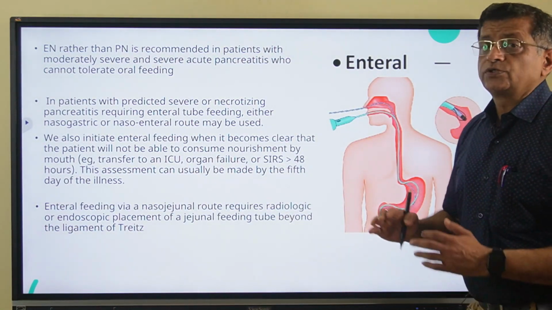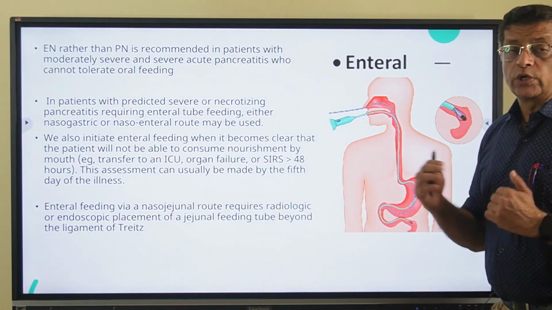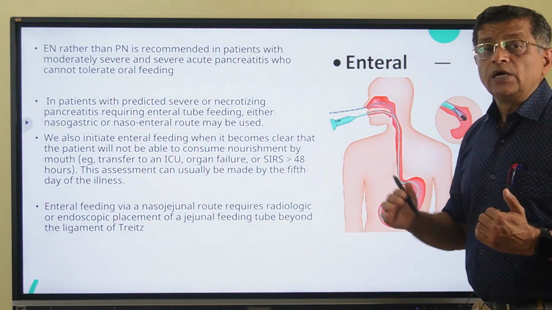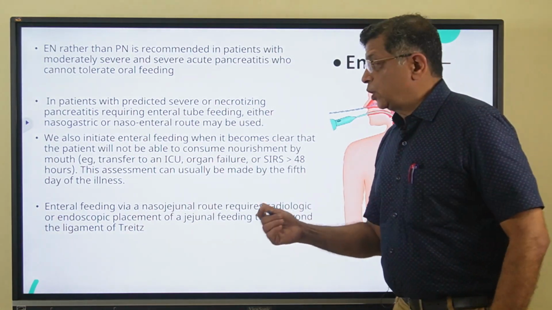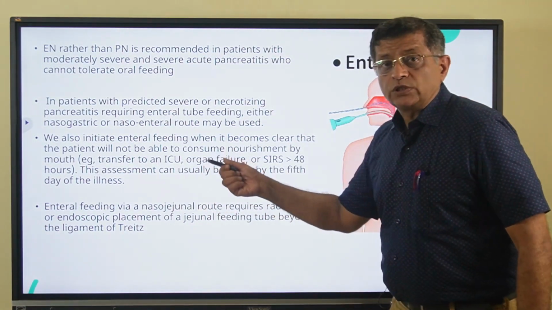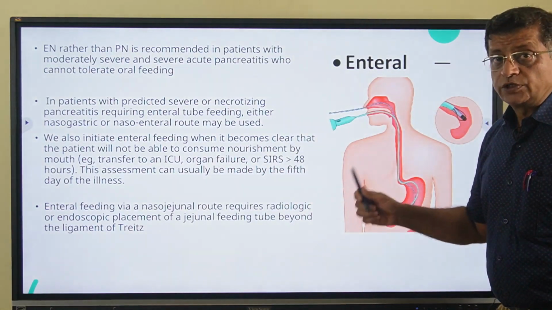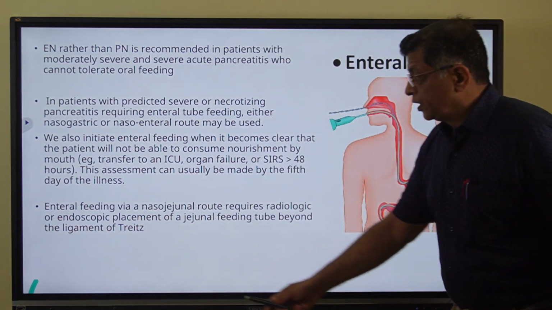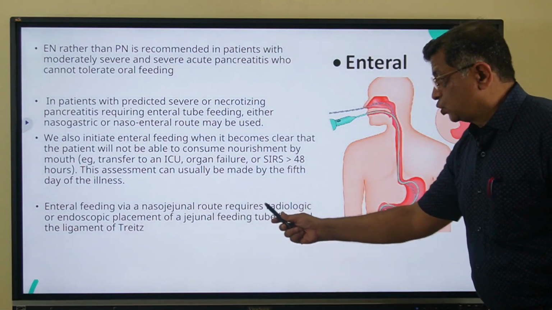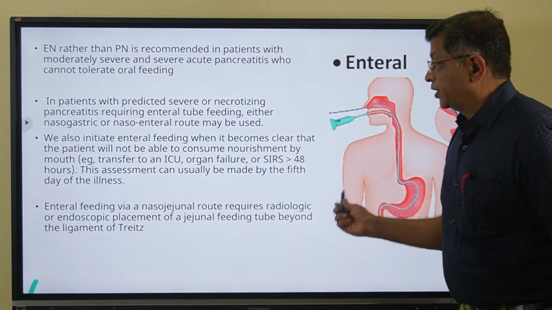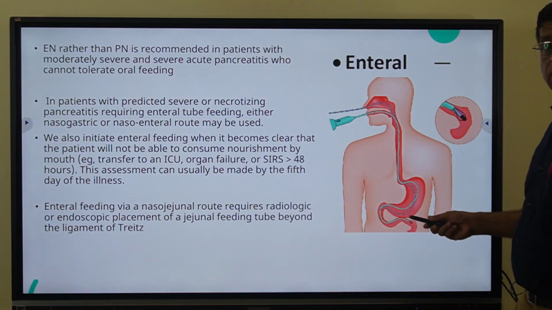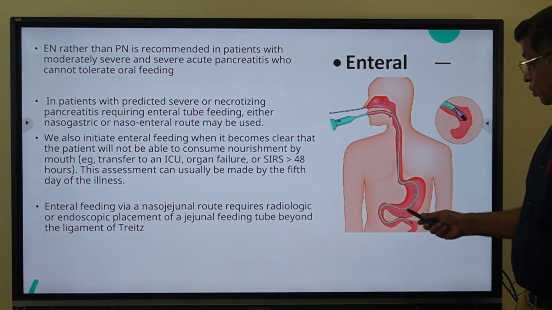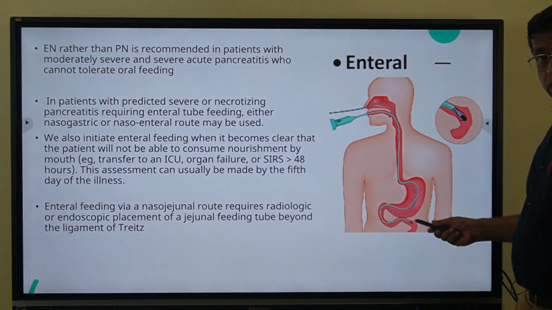So if the SIRS criteria, more than 2 criteria for more than 48 hours, or the patient is dropping clinical status, being shifted to ICU, then we know that this patient is not going to tolerate oral feeds and will require enteral feeds. Enteral feeding via nasojejunal route requires a radiologic and endoscopic placement. So we have to use an endoscope to place the tube with the help of radiology into the jejunum.